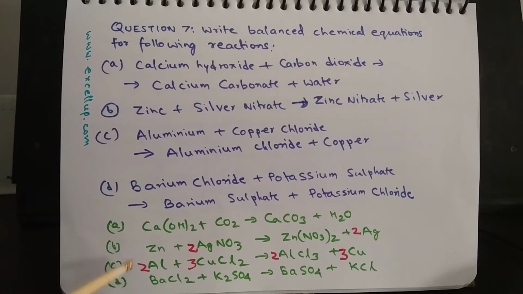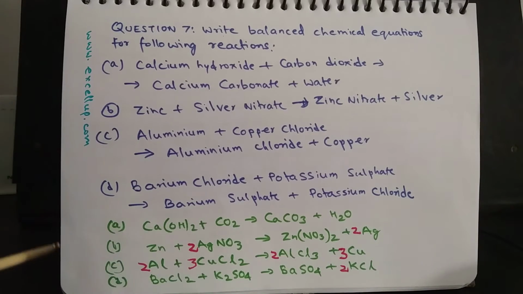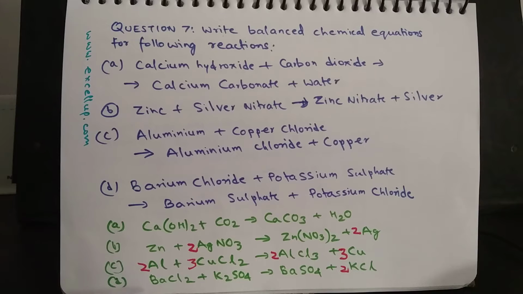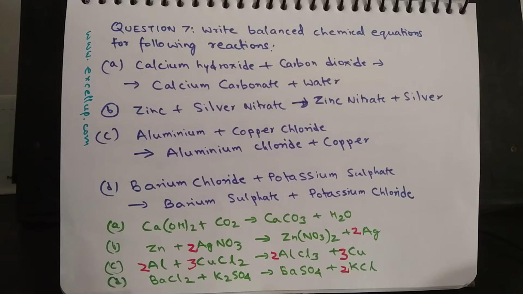And the last equation is barium chloride plus potassium sulfate is equal to barium sulfate plus potassium chloride. The equation is BaCl2 plus K2SO4 is equal to BaSO4 plus KCl. We have the same number for sulfate, 1 each, for barium 1 each. Now there are 2 atoms of chlorine and 2 atoms of potassium, so I will put 2 over here. Now the number of chlorine and potassium atoms are balanced. So the final equation is BaCl2 plus K2SO4 is equal to BaSO4 plus 2KCl.